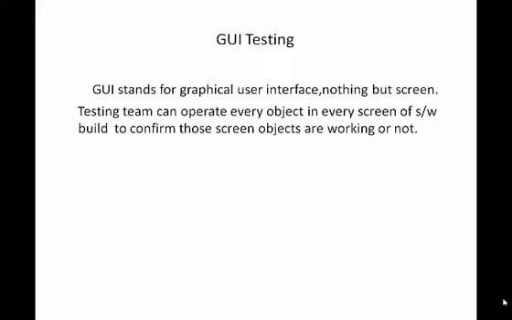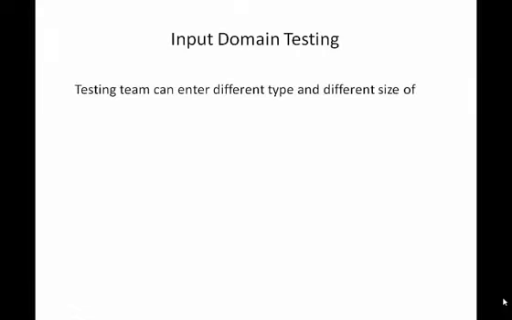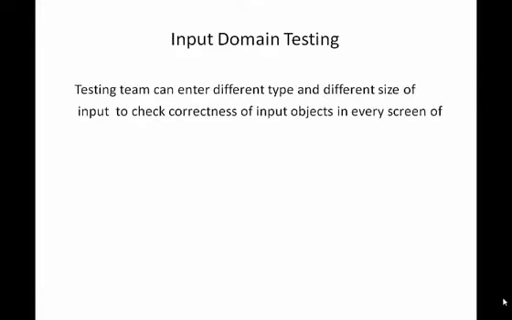In this, the testing team can operate every object in every screen of the software build to confirm whether those screens' objects are working or not. It is GUI testing. Next, input domain testing. In this, the testing team can enter different types and different sizes of input to check correctness of input objects in every screen of every software build.